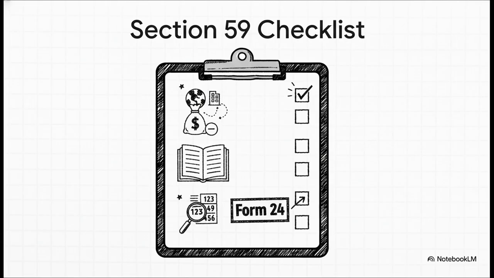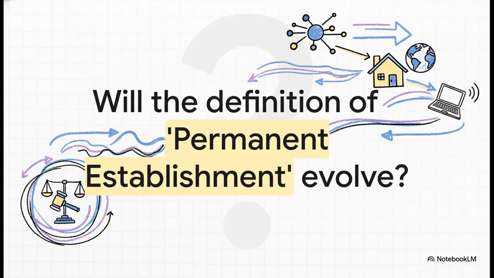And I want to leave you with a final thought to chew on. In today's world of digital services, remote work, and cloud computing, does the old idea of a fixed place of business still make sense? You have to wonder, how will tax laws and the very definition of a permanent establishment have to evolve to keep up as our business borders continue to blur?